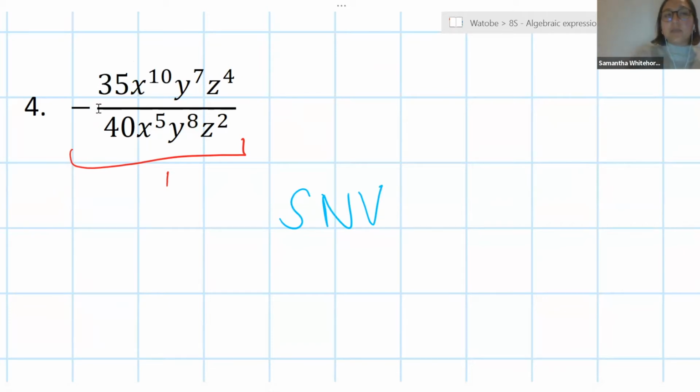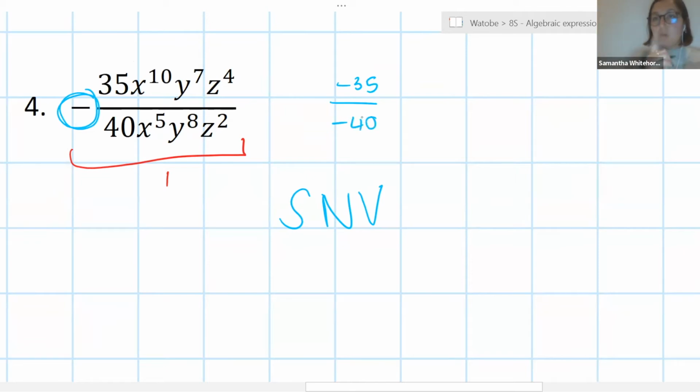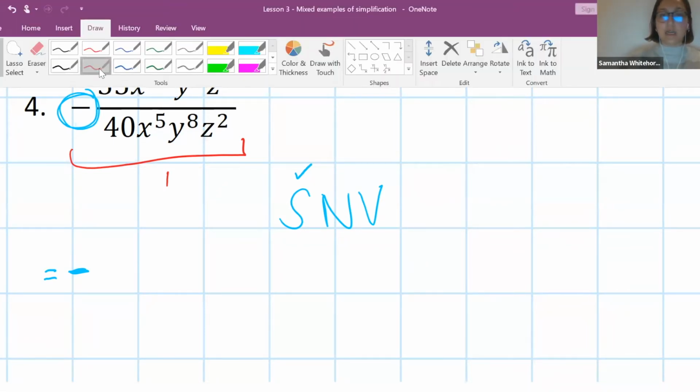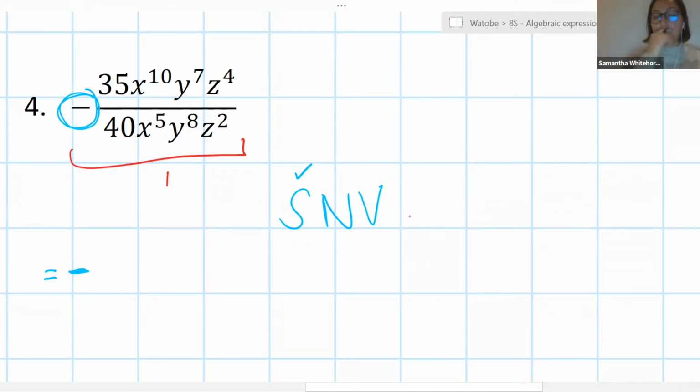For the signs part of this, I can see that there's a negative in front of the fraction. Now that isn't going to change because it's not like I've got a negative 35 divided by a negative 40. I've just got one negative. If I had a negative divided by a negative, we know we would end up with a positive. So my sign is actually sorted. I've got a negative there. So that sign's done. Cool. Once it's done, it's done. Don't care about it anymore.